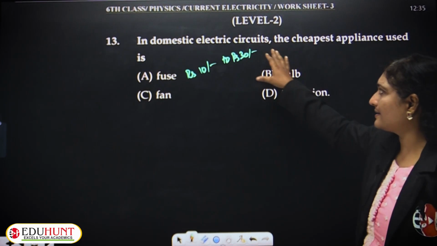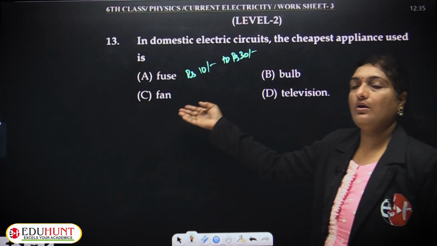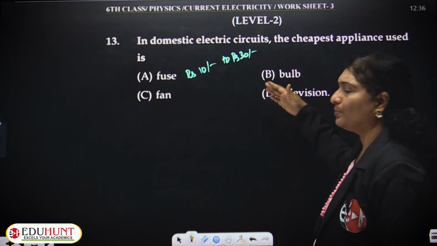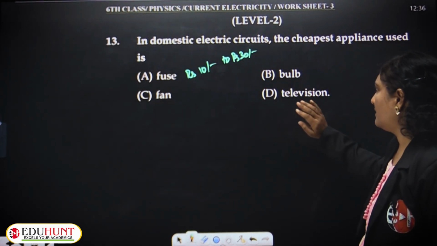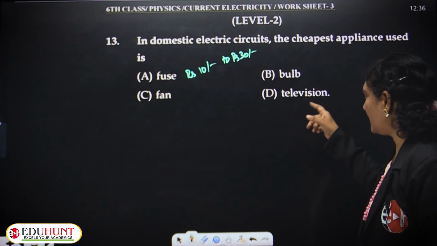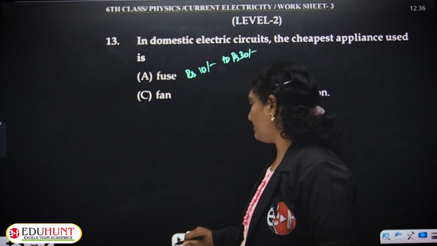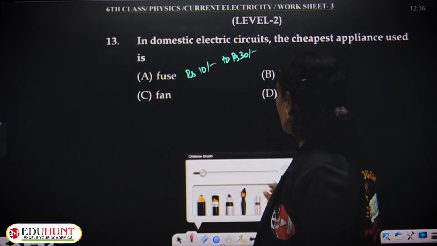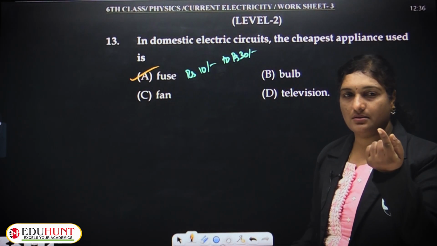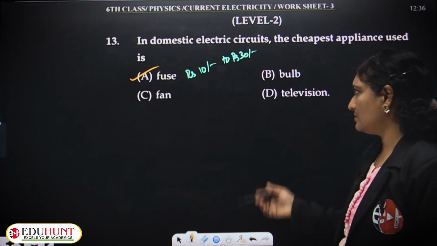In domestic electric circuits, meaning our household electric circuits, the cost of a fan will be in some thousands, and a bulb will be maybe 40 or 50 rupees. A bulb means that which glows and is used for general purposes. Television, of course, is costlier. So which one is the cheapest among these? Fuse actually indicates fuse wire, a small wire-like structure. It may cost something like 10 or 20 rupees. So that is the cheapest one, children.